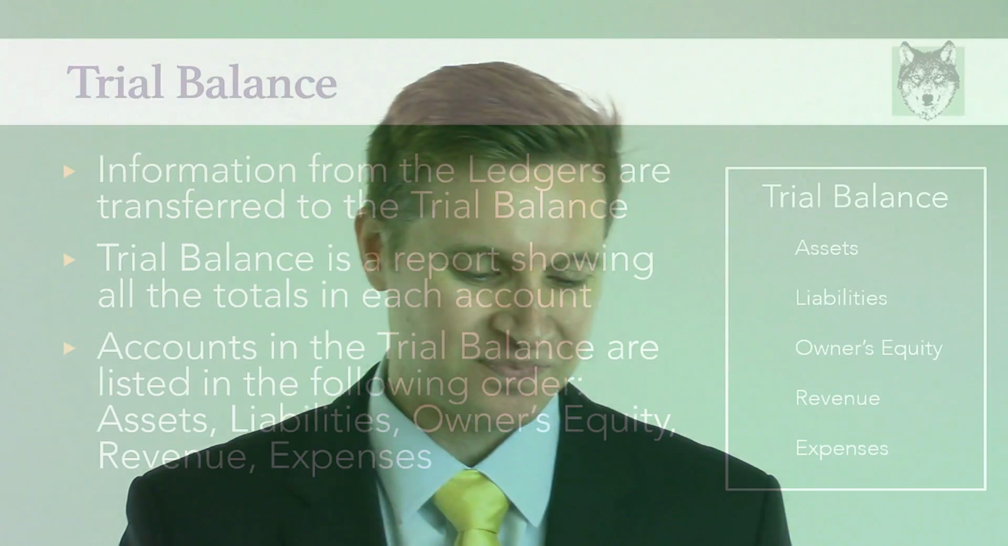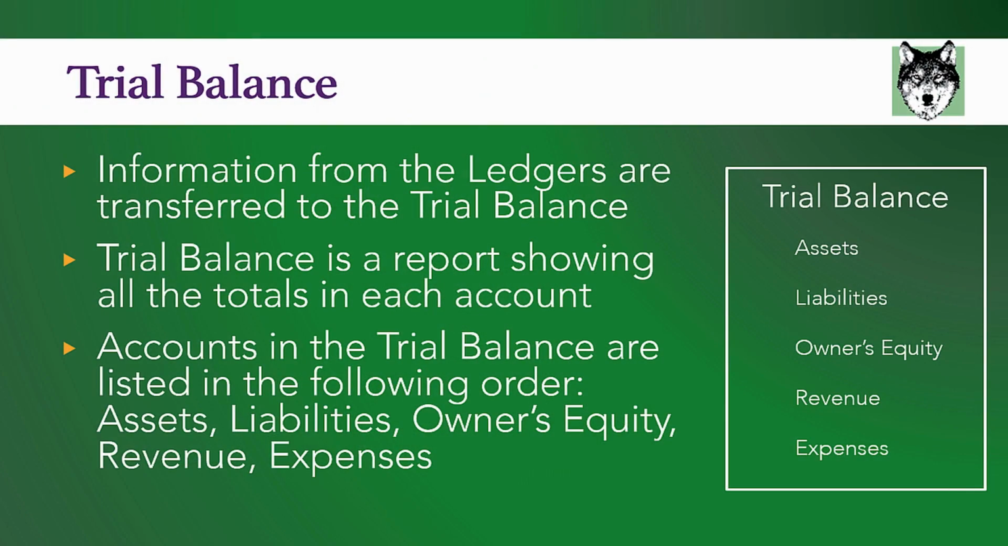So the next step in the accounting system is your trial balance. What you do is take your information from your account ledgers and transfer that to your trial balance. The trial balance is a report that merely lists out each account in your business and how much was affected in that account. The accounts in your trial balance are always in the following order. You start with assets, then liabilities, then owner's equity, then revenues, and finally expenses.